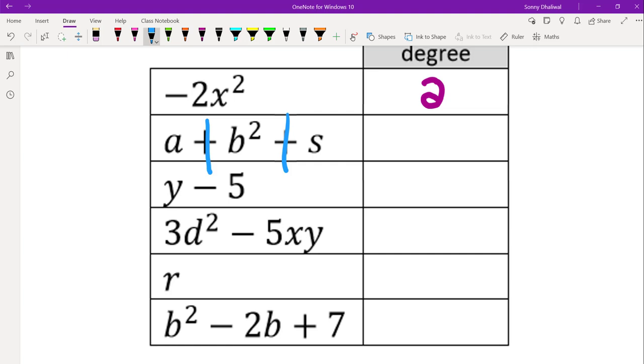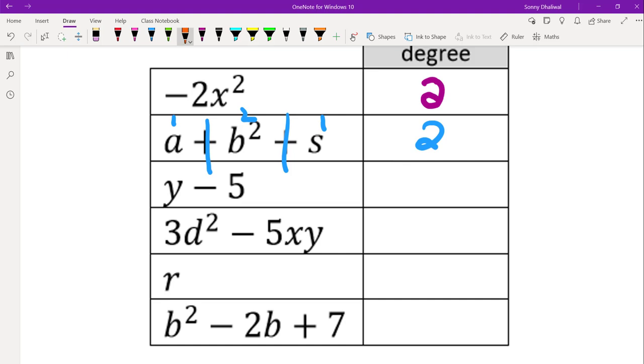Jacob, what's the degree of the first term here? 0. No. There's a letter here. The letter has an imaginary number here. 1. So this is a 1. What's the degree of the second term? 2. What's the degree of the third term? 1. What's the biggest number you said, Jacob? 2. There we go. Okay. Next question.